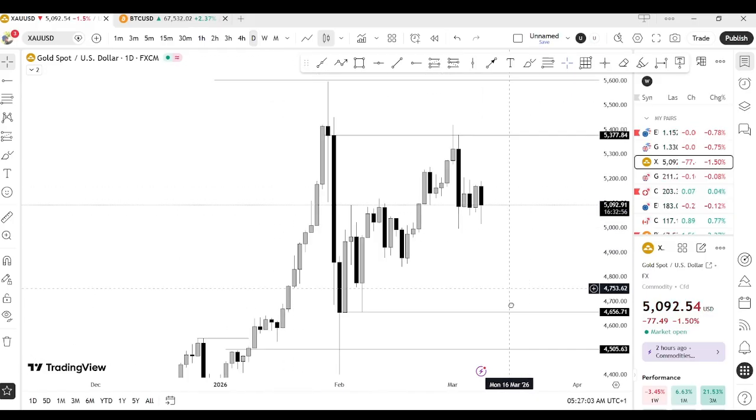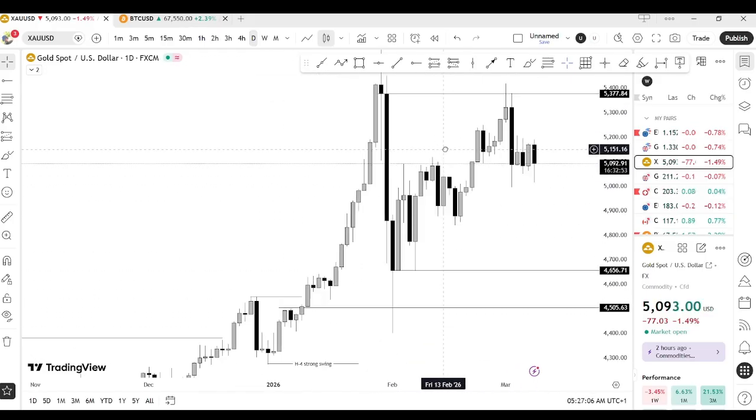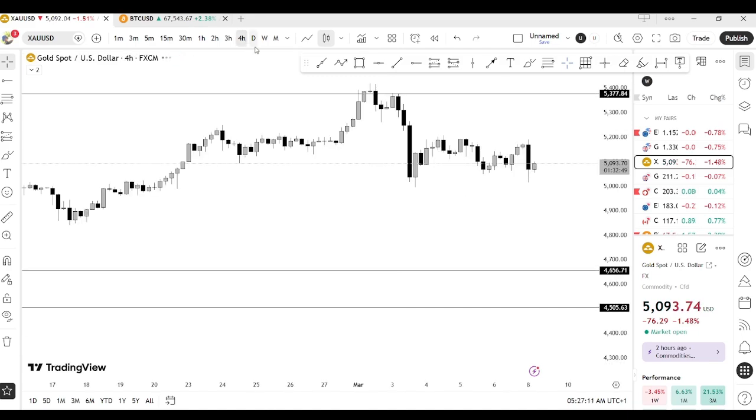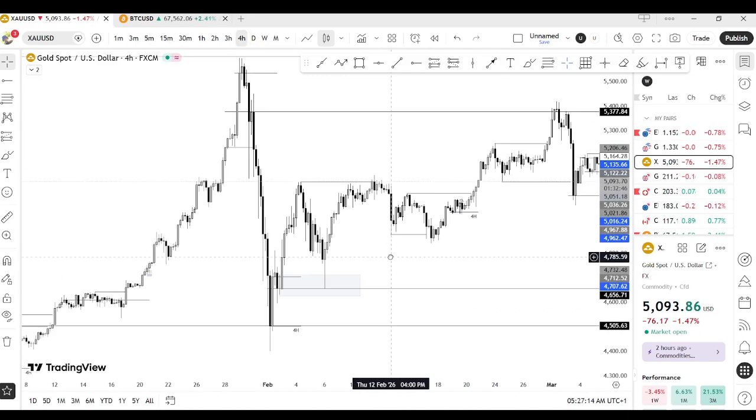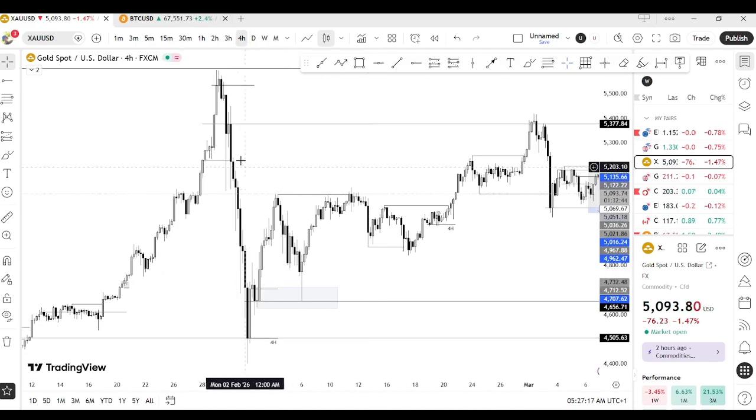If you go to 4 hour time frame, we haven't gotten any break on a daily time frame, sorry, to confirm that weekly is bullish. Let's see 4 hour time frame. We haven't gotten any break either. Here, okay, we have a break here. There is a break here.